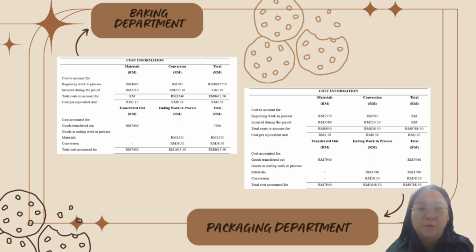For cost information in the packaging department, the total cost to account for and the total cost accounted for are the same, which is 9,788 ringgit 50 cents, while the total cost per equivalent unit is 3 ringgit and 97 cents, which is 3 ringgit and 58 cents from the material and 39 cents from conversion.